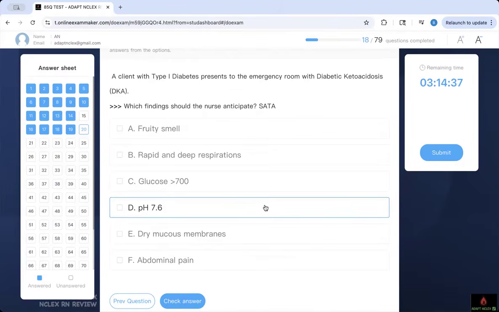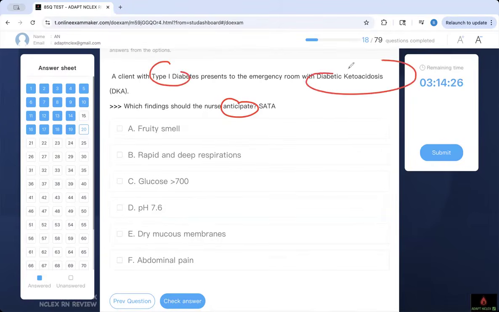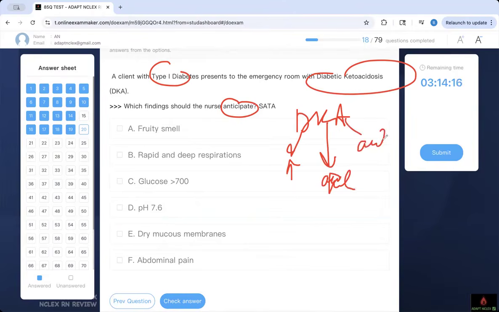What did they say? Finding, underline, finding. That is expected, right? Anticipate this. Type 1, about what? DKA. What is DKA? Write it down. Diabetic: your sugar is going to be high. Ketoacidosis, right? You're going to have some ketones, acidosis, you're going to have acid. Therefore, fruity smell, ketones, rapid deep breathing associated with the acidosis.